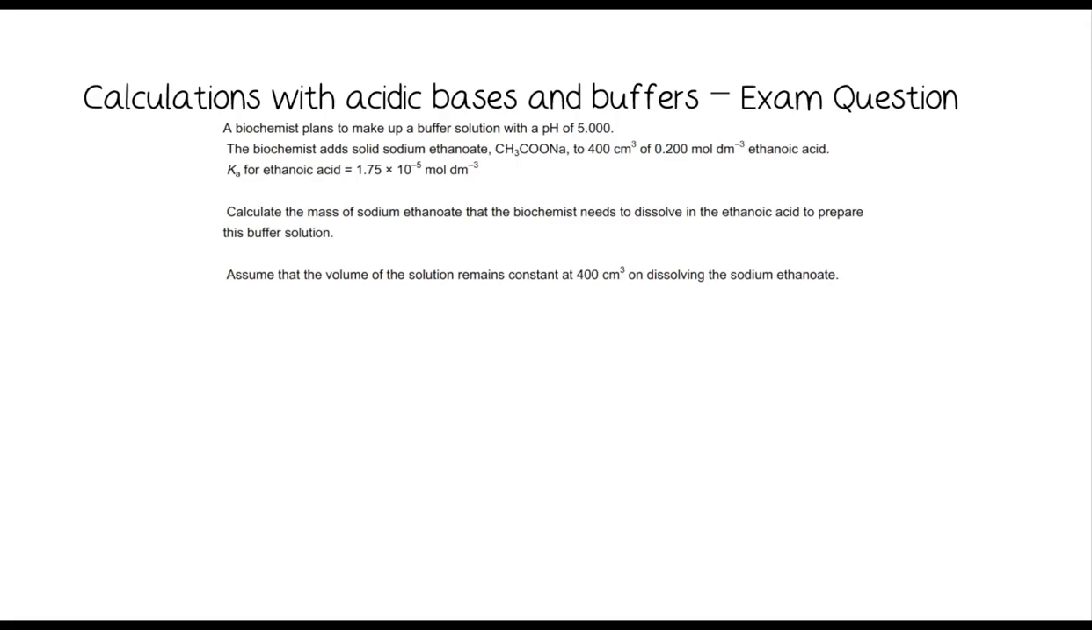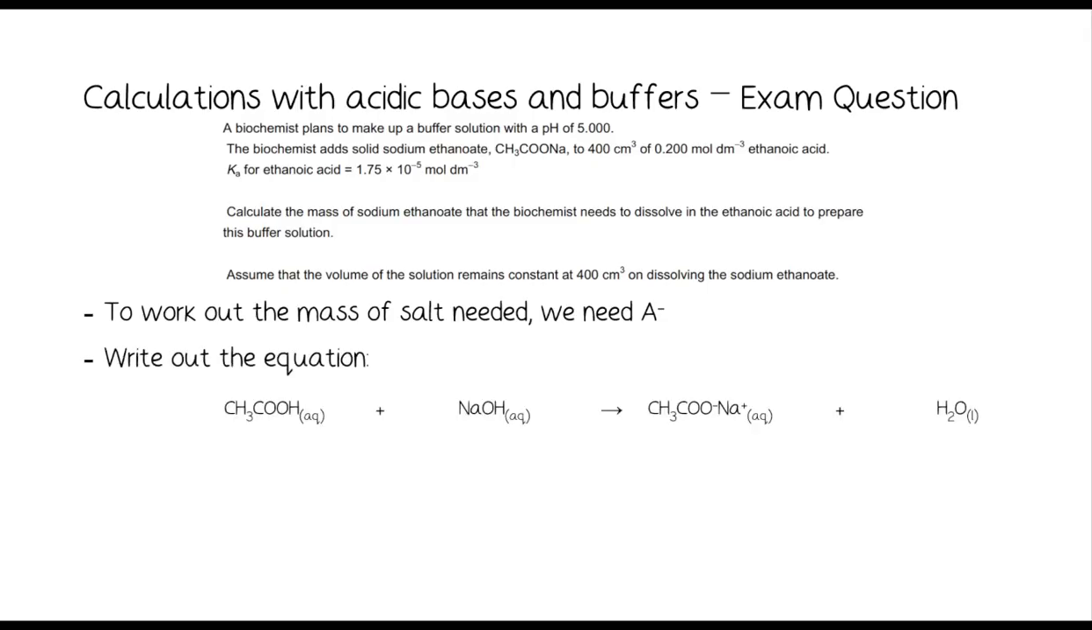So this question wants us to work out the mass of salt, so we need to work out what A- actually is. Because remember, all the A- goes into the salt in these buffer questions. So what we do is we write out the equation as always, which is here, and I've put it in terms of HA and A-.